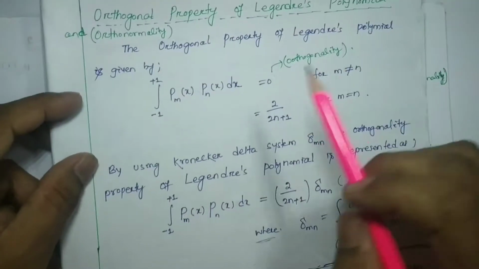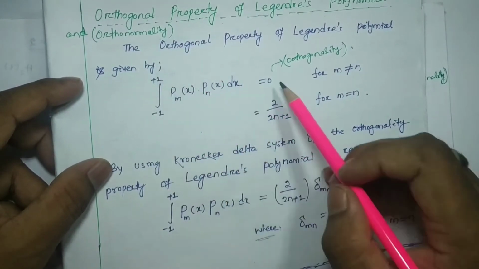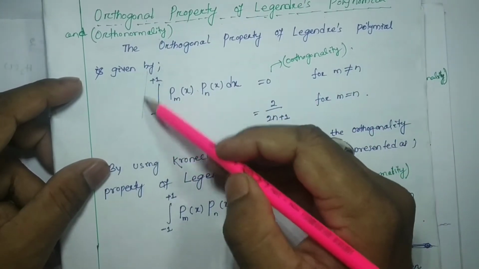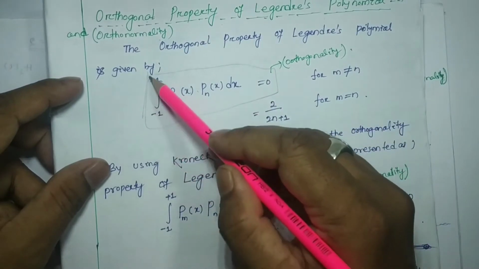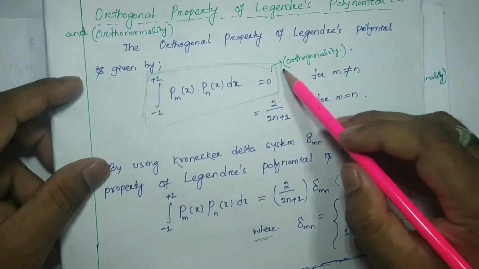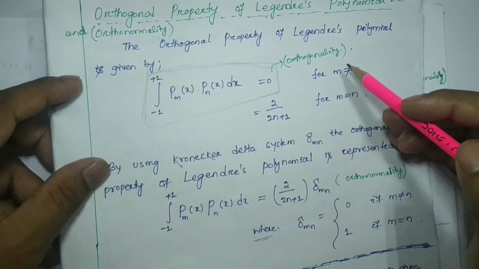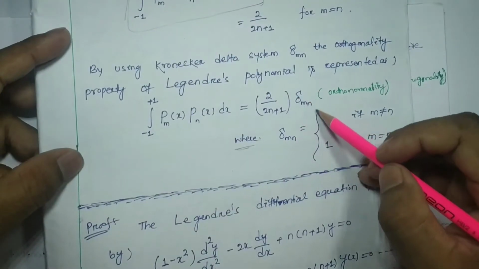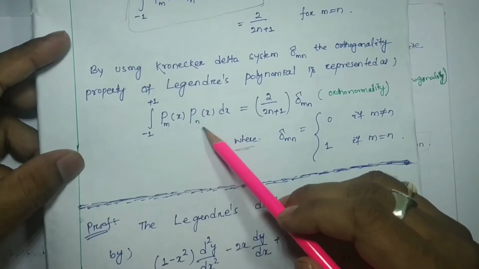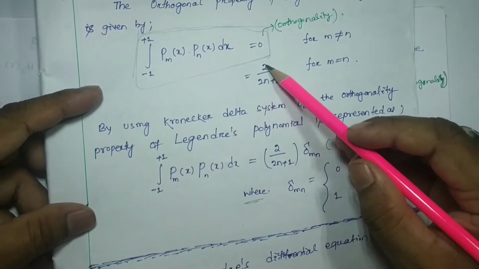So here, the integral of P_m P_n dx from minus 1 to plus 1 is 0 when m not equal to n. Only this condition we have to call the orthogonality property, orthogonality condition. Then for orthonormal, whenever we say that, the Kronecker delta symbol has to come into the picture. So that will be P_m(x) into P_n(x). That means here when m equal to n, the value will be 2 by 2n plus 1.